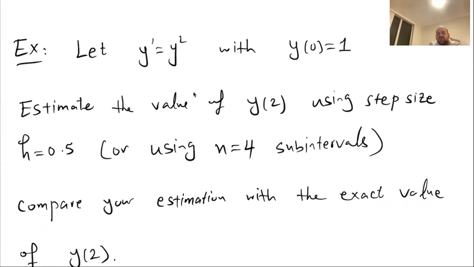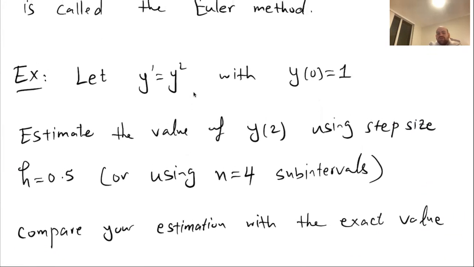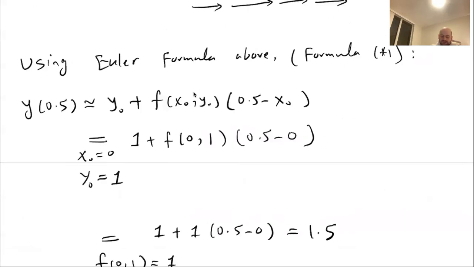For example, if you use h equals 0.1 instead of 0.5, then the calculation will be longer, because if you want to reach 2 using 0.1, first you have to go from 0 to 0.1, then 0.1 to 0.2, then 0.2 to 0.3. So there will be 20 sub-intervals, 20 steps. So it will be longer, but your estimation will be better. You can also try that, use h equals 0.1, and you'll see that you will have a better estimation.